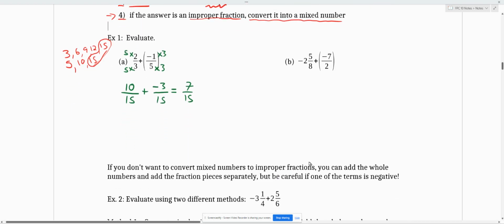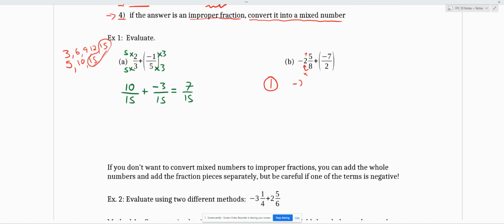Now, let's do one where we actually have to do all 4 steps. So step 1, okay, I'm going to convert this first. I'm going to rewrite it and convert it. So here's my step 1 line. I'm going to take this 8, multiply by the 2, and add the 5. So that 16 plus 5 is going to give me 21.